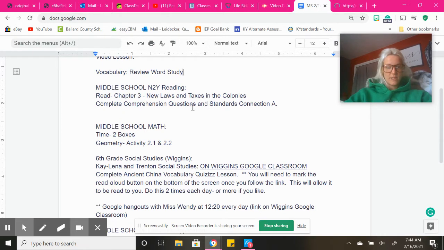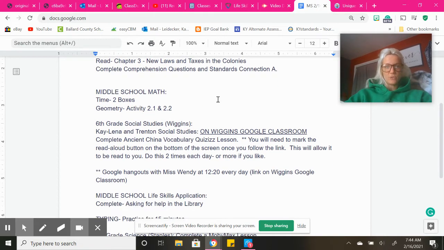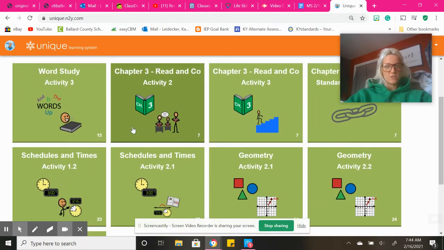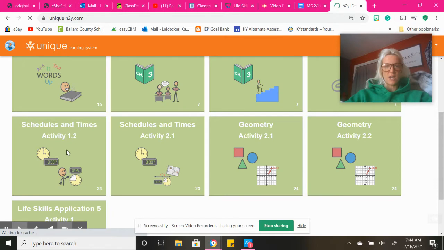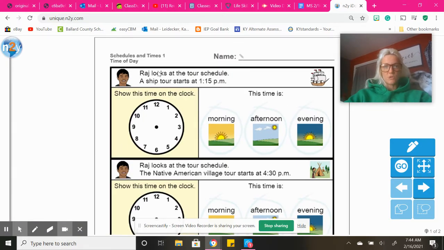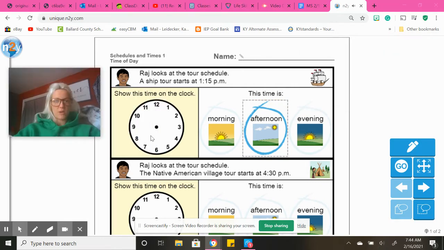So that completes reading. And then for math, you're going to have two different activities to do, time and geometry. So the first two boxes here are schedules and times. So Rashad looks at the tour schedule. A ship tour starts at 1:15. So knowing 1:15, is it in the PM? Is it in the morning, afternoon, or evening? So definitely afternoon.